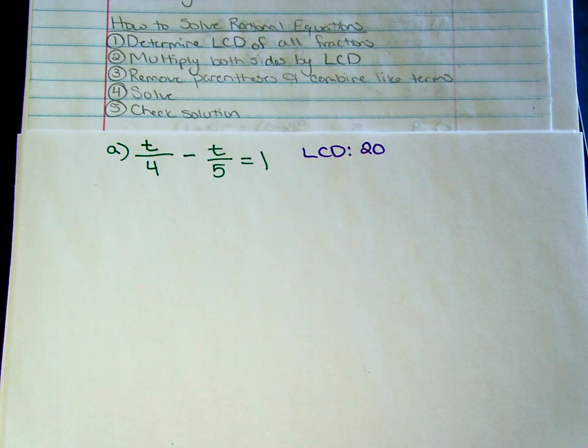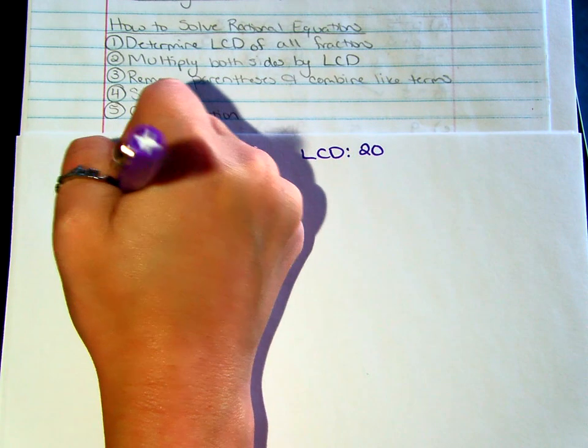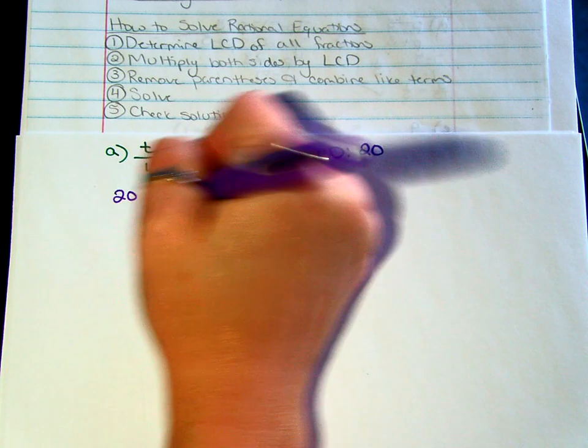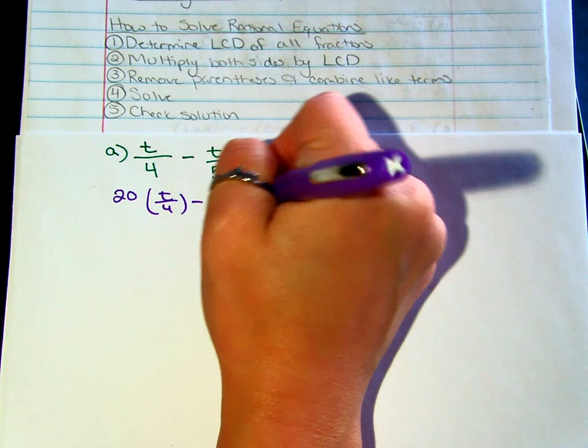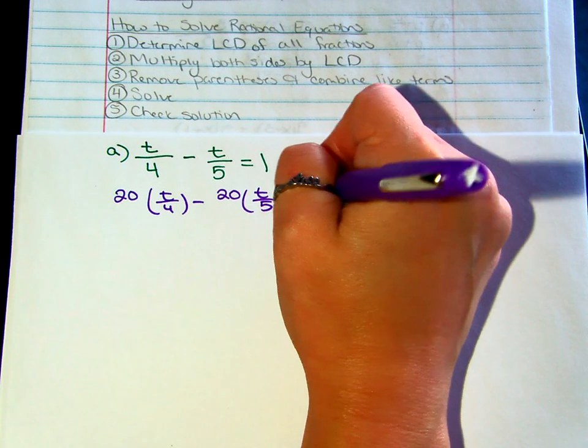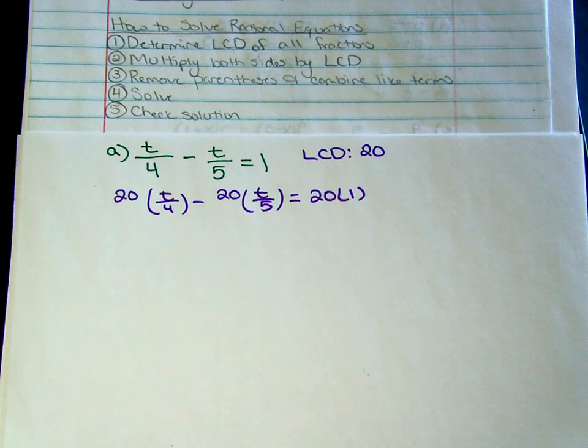So in this case, I'm not trying to get my denominators to 20. I'm going to multiply every single term by 20. So I'm going to take 20 times t over 4 minus 20 times t over 5 equals 20 times 1. Every single term in the problem gets multiplied by that least common denominator. Every single one. Not trying to get the denominators to that, because if I get the denominators to 20, sure, I can combine them, but then I still have to play with fractions the whole time.